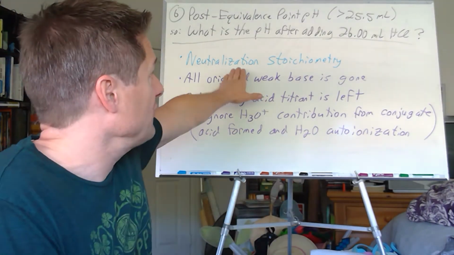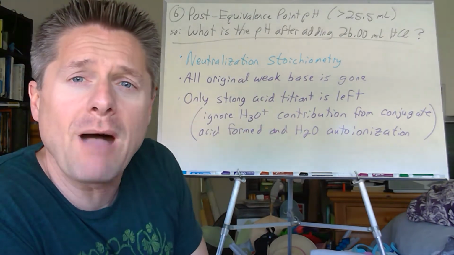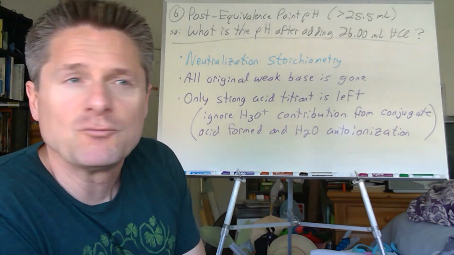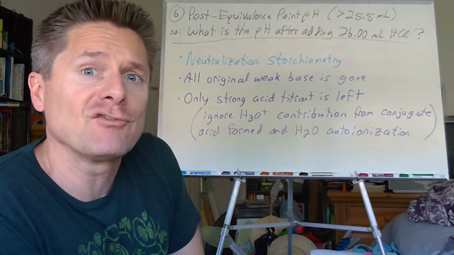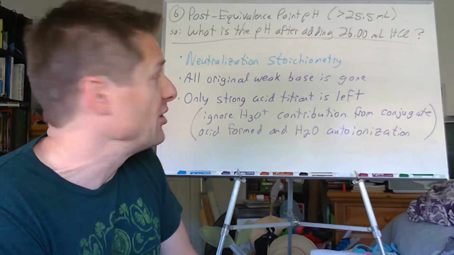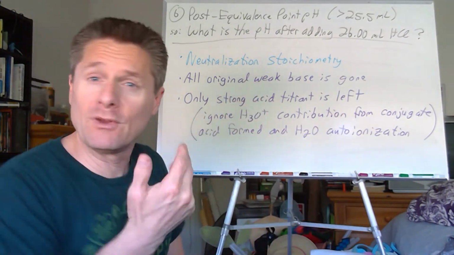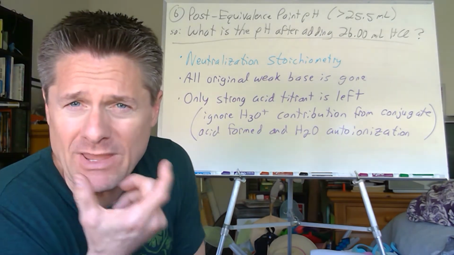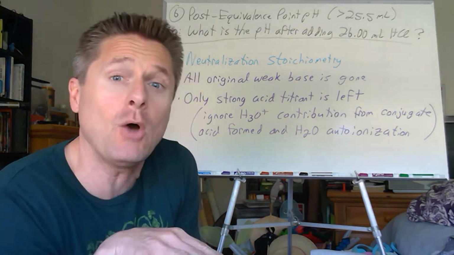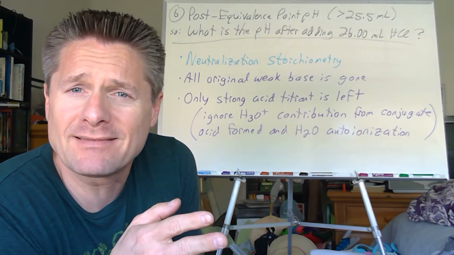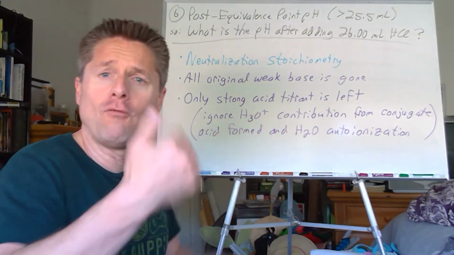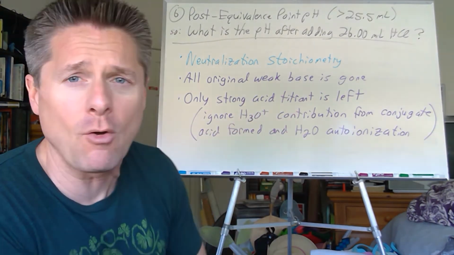This is purely just a neutralization stoichiometry problem. No buffers, right? We don't have to worry about anything ionizing in water, nothing like that. So this is one of the easiest regions to do. Because we started with that weak base in that Erlenmeyer flask, all the original weak base is toast. We added more acid, a titrant acid, than the base. So we will have leftover strong acid titrant and all the weak base is gone.